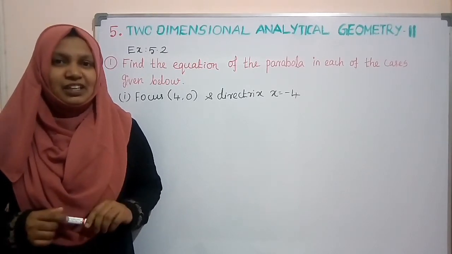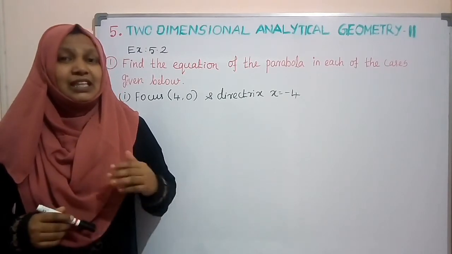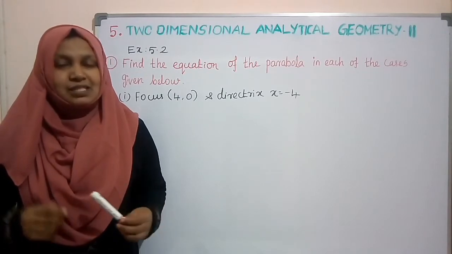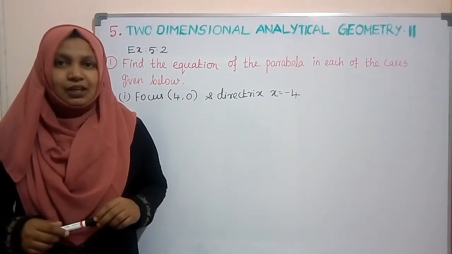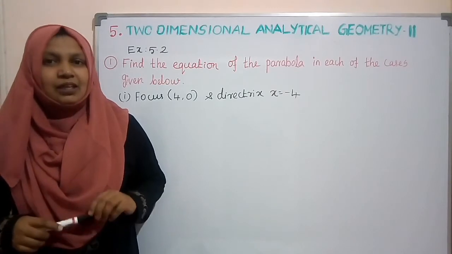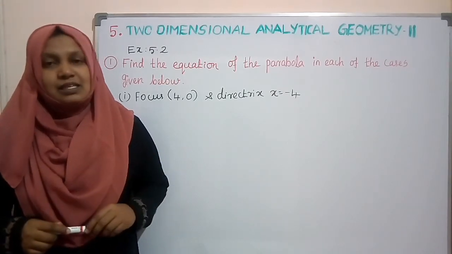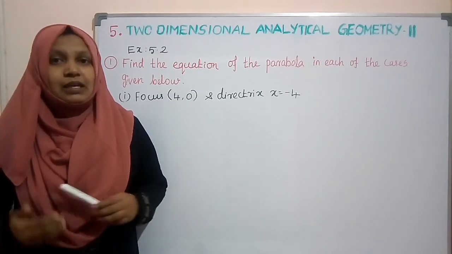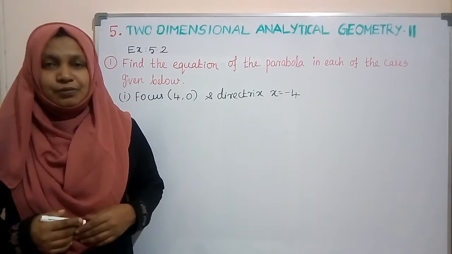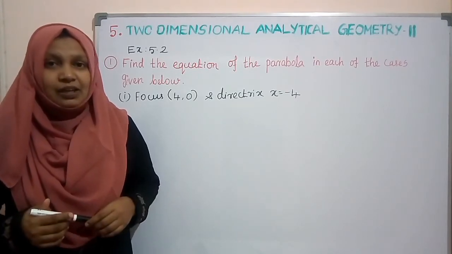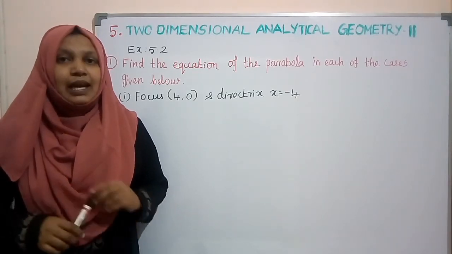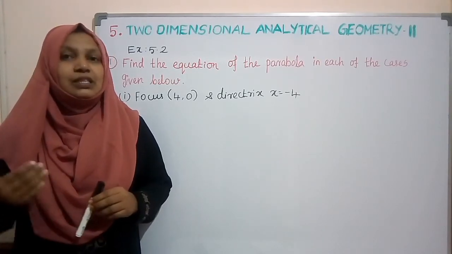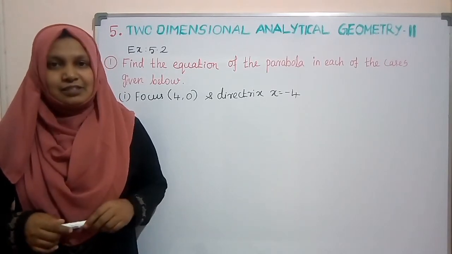In our previous session, we learned about the equation of the parabola: open rightwards, leftwards, upwards and downwards, using the vertex h comma k and using the vertex 0 comma 0. Now we are going to apply these formulas in question number 1 and 4. In question number 1, we are going to form the equation, and in question number 4, from the equation we are going to find the focus, vertex, directrix, etc.